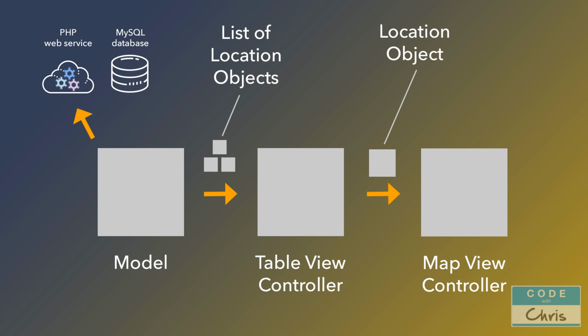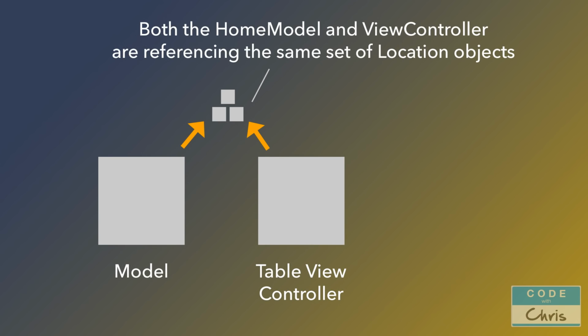So let's say location was a class. The home model would create a whole bunch of location objects, and it would pass that array of objects to the view controller. Now you can think about this as a handoff. So the home model is handing off the array of location objects to the view controller.